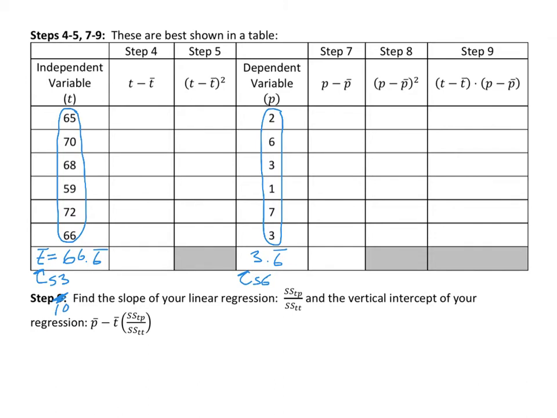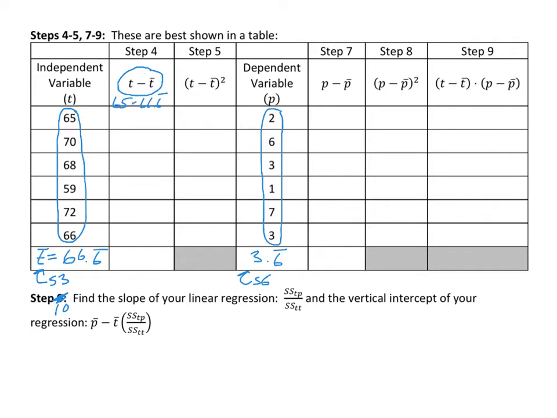And I really want to encourage you guys to pause the video in between each of these steps and make sure you're giving yourself a chance to practice it. In step 4, you can look back on your paper and your wall of text of steps. Step 4, I'm supposed to take T and subtract the average off of it for each one of these things. So this first one right here is going to be 65 minus 66.6 repeating.